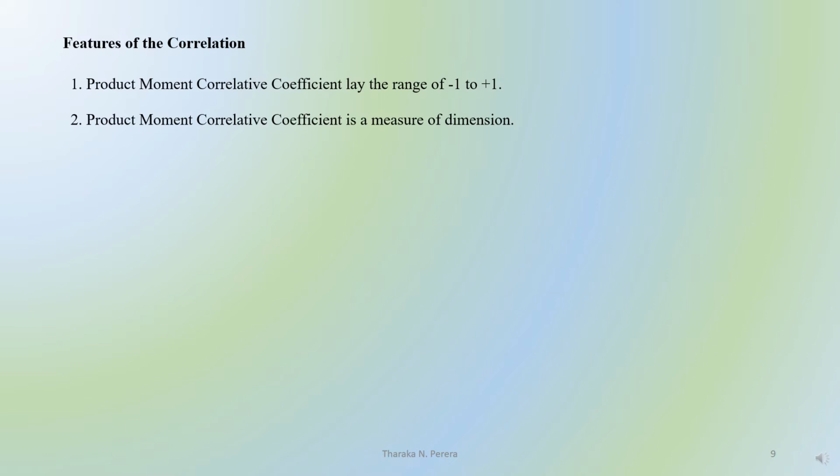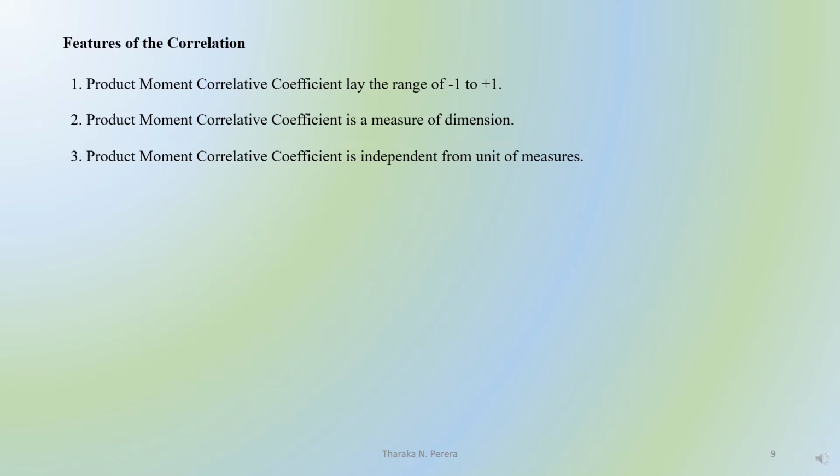And also when the independent variable increases, a decrease in the dependent variable, or when the independent variable decreases, an increase in the dependent variable, is known as minus or negative correlation. And also the linear correlation can be identified in two directions as plus and minus using the product moment correlation coefficient. So we call that the product moment correlation coefficient is a measure of direction, positive or negative, plus or minus.